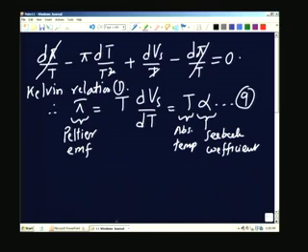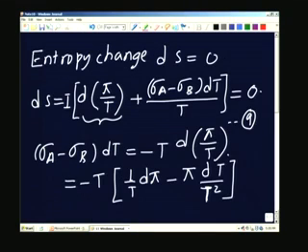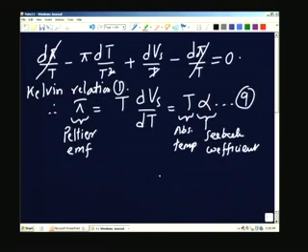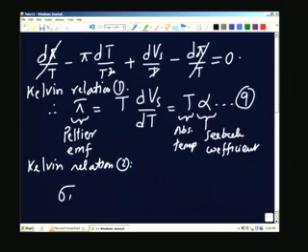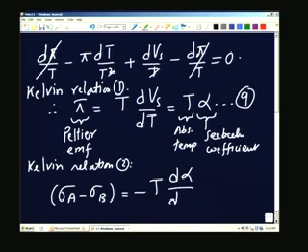In fact, you can go back and see that if I go to the previous expression, (sigma a minus sigma b) dT equal to this, I have already got the value of pi in terms of alpha. So all I have to do is substitute here, and if I simplify it further, I should be able to get the second Kelvin relation, Kelvin relation 2. I will just give the answer: sigma a minus sigma b is equal to minus T d alpha by dT.